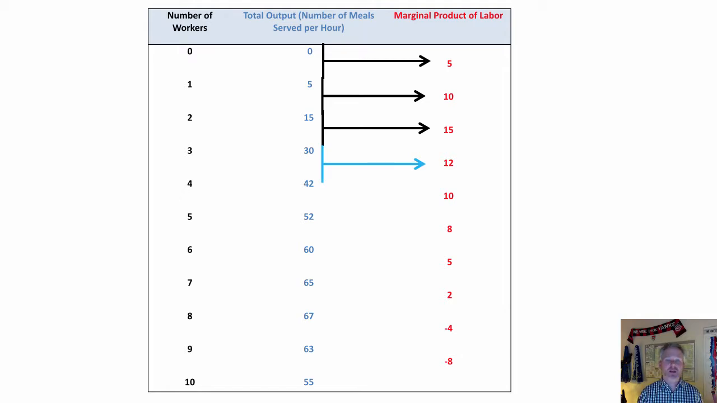Here, when I add the fourth worker, it still goes up. I still get more output. I went from 30 to 42, but it only went up by 12. So the marginal product of labor is now falling as I add more workers. And down here, when I add the ninth worker, I go from producing 67 to actually producing 63. I added so many workers that something happened and I have a negative marginal product of labor. That's probably, as you can guess, a bad thing.